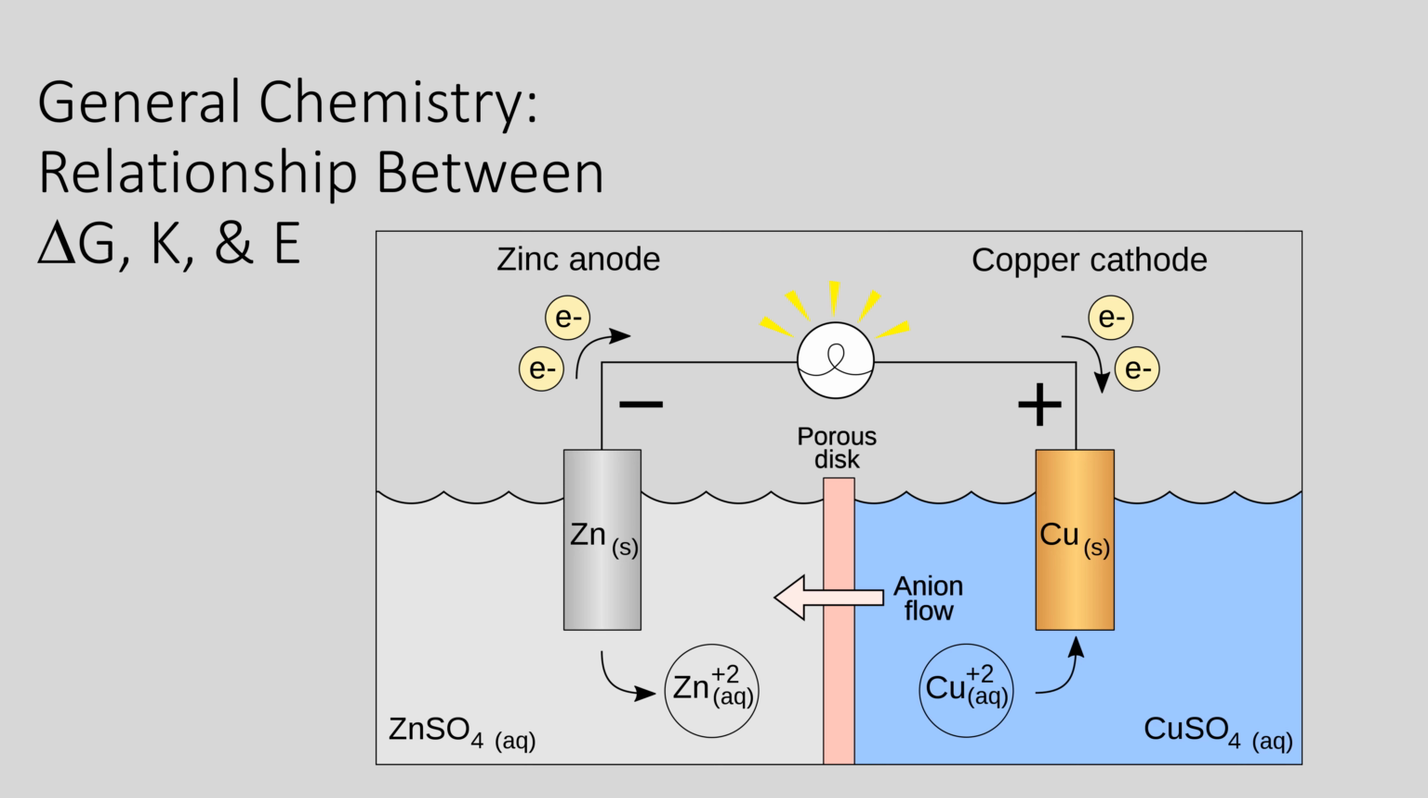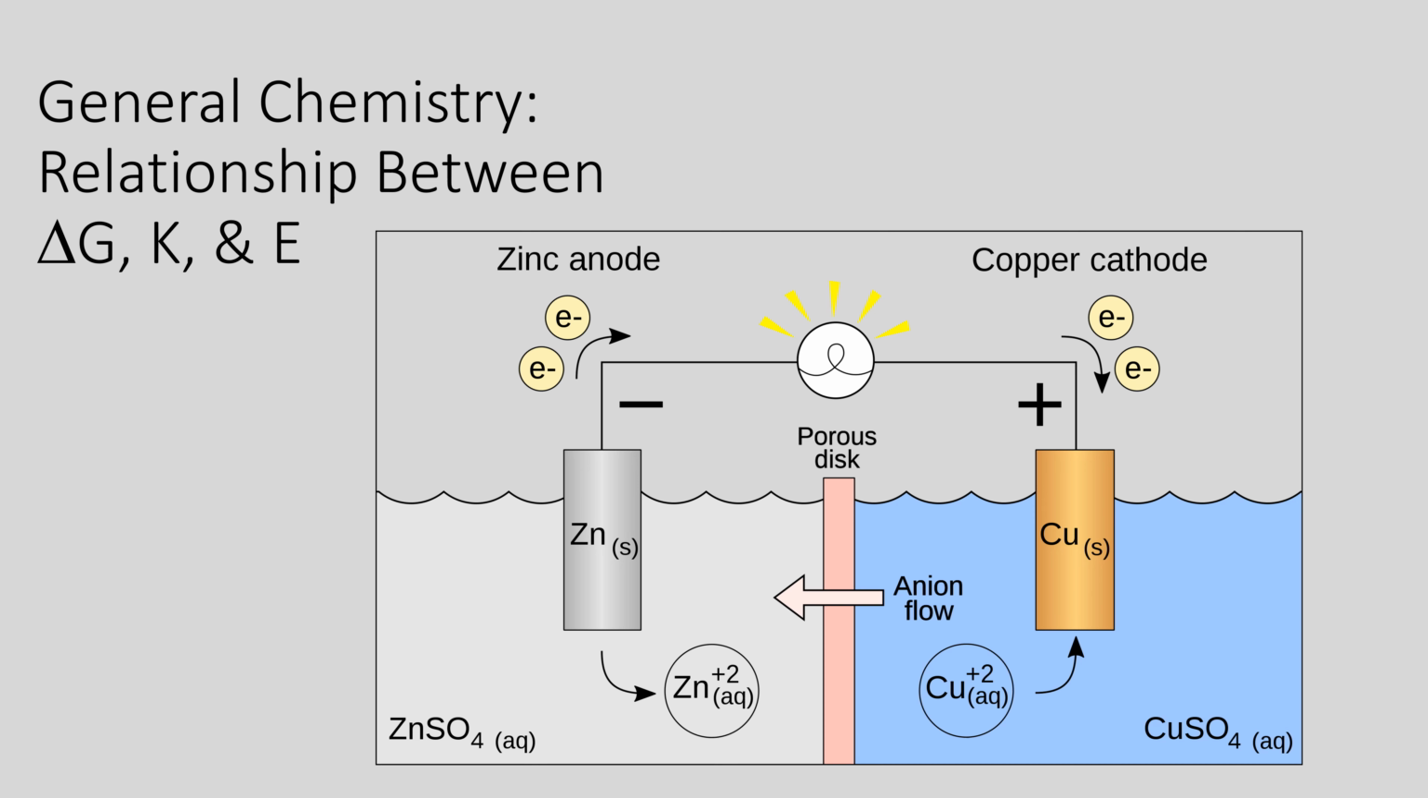In this video, we will consider the relationship between Gibbs free energy, the equilibrium constant, and the cell potential for a galvanic or voltaic cell. In this galvanic cell, we have a copper and zinc cathode and anode respectively, and our zinc anode is oxidizing to produce zinc ions in solution and electrons that go outside the cell to perform work.